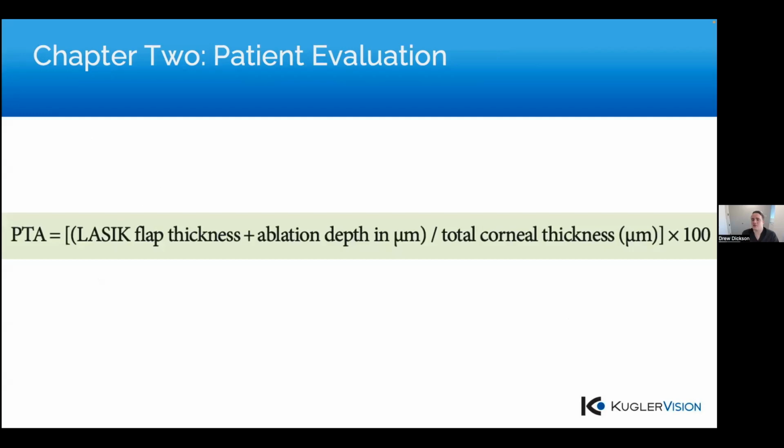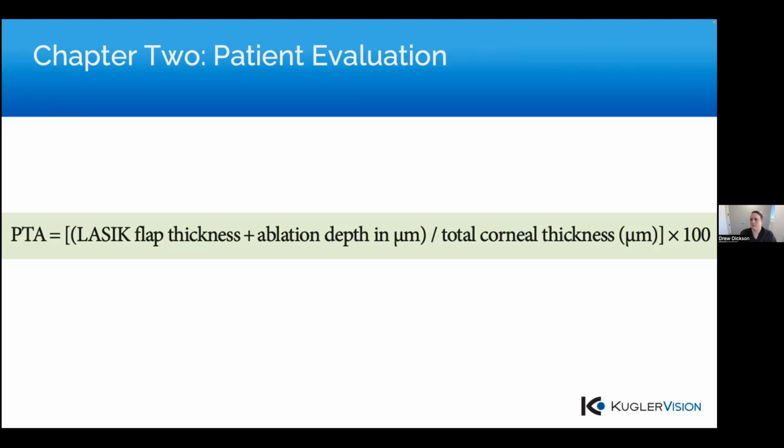So percentage tissue altered is a useful way of thinking about whether you have enough tissue left over after performing LASIK or PRK. In the case of LASIK, you would take your flap thickness plus your ablation depth, which you can estimate using Munnerlyn's formula, divided by the total corneal thickness. Most surgeons will pause or be hesitant to perform laser vision correction surgery if the percentage of tissue that you're altering is greater than 40%.